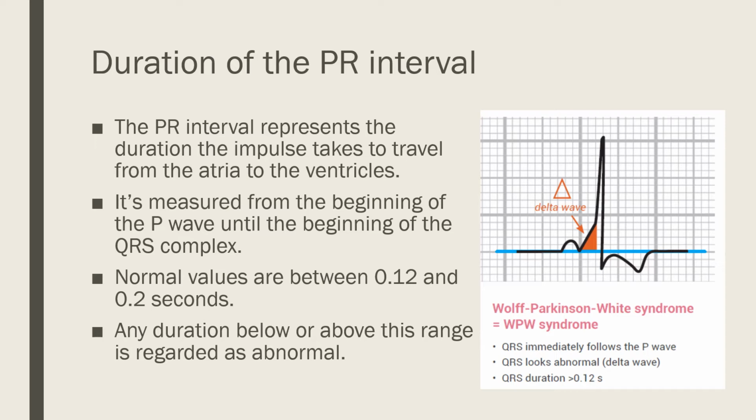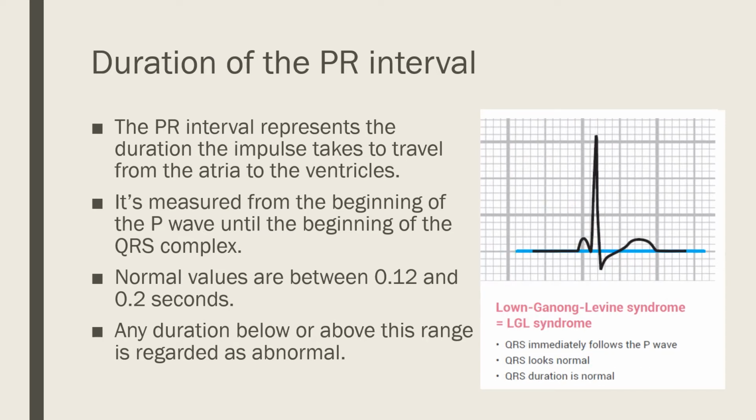This figure shows a duration which is less than 3 small squares, as in Wolff-Parkinson-White syndrome, in which the QRS immediately follows the P wave without a PR interval. QRS looks abnormal, as shown. There is delta wave, and QRS duration more than 0.12 seconds, usually widened QRS.